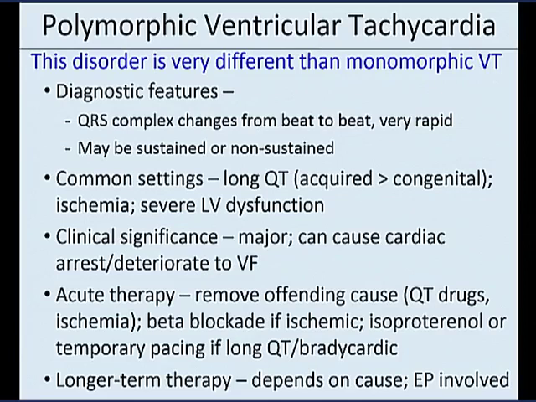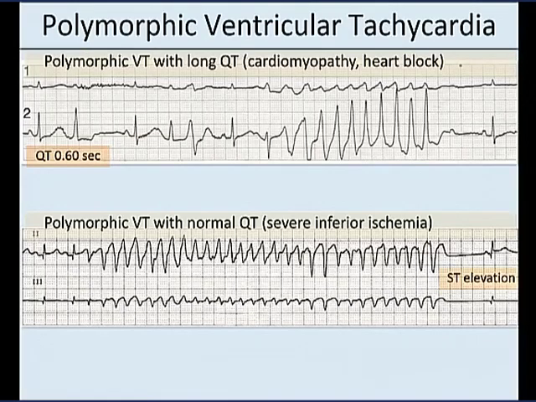Long-term therapy depends on the cause. Almost always you're going to involve electrophysiologists in that. So here's an individual with a long QT related to cardiomyopathy and heart block, and here this QT interval is really slung out, 0.6 seconds, and they have this little buzz of polymorphic VT, and it stops. This may cause some lightheadedness, may cause syncope. It usually will stop on its own.